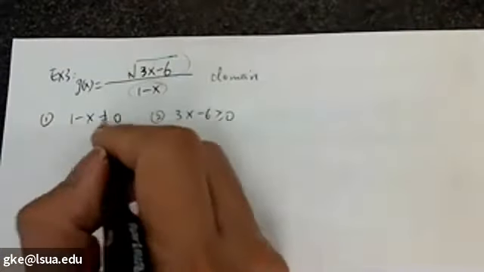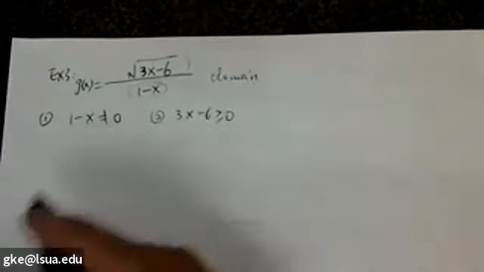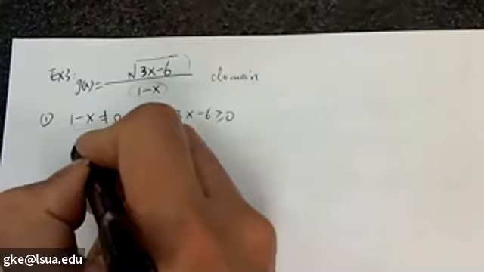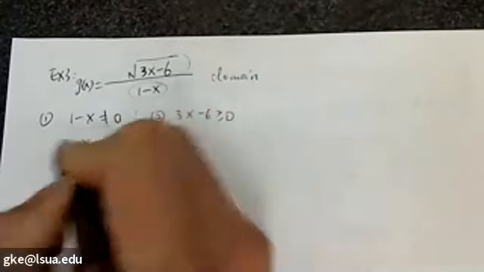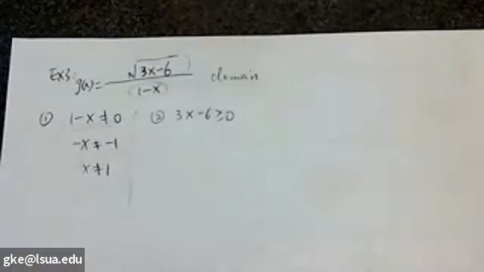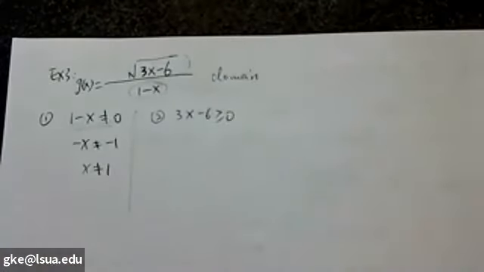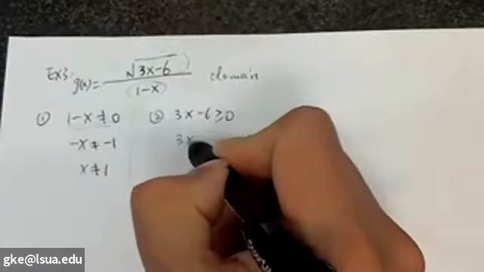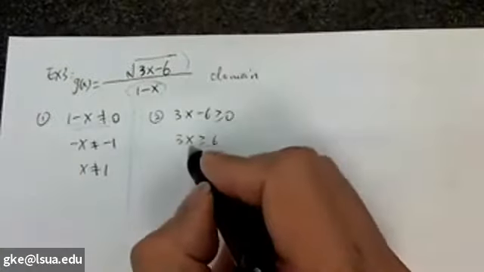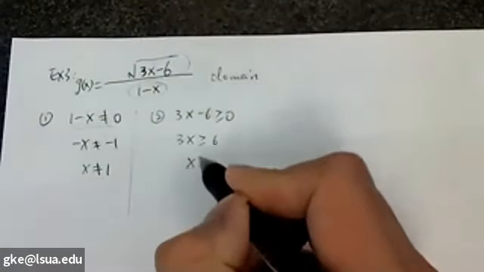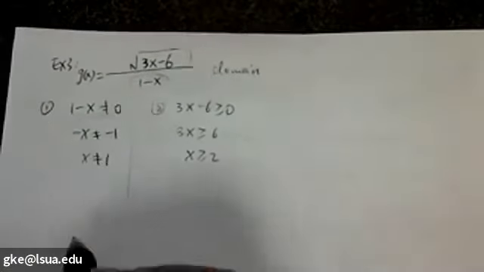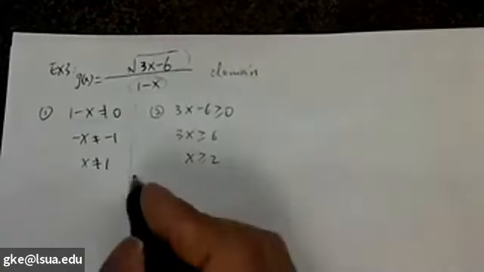So for the denominator, for this inequality, subtract 1 from both sides, right? And divide by -1, x doesn't equal 1. And the other one, add 6 to both sides, and divide by 3, positive, right? Divided by 3 is going to be positive, so we're not going to change the sign. So now you can draw the x-axis.